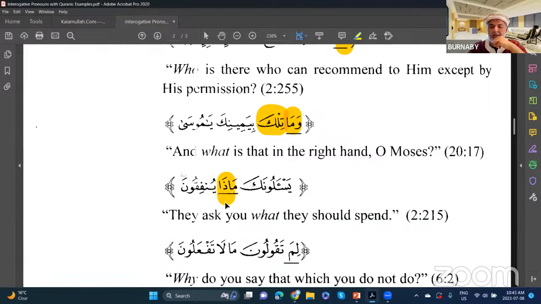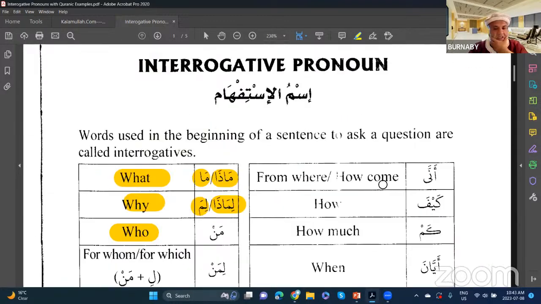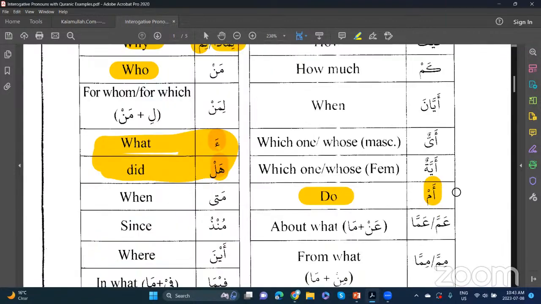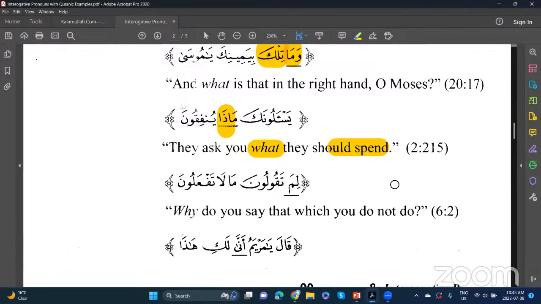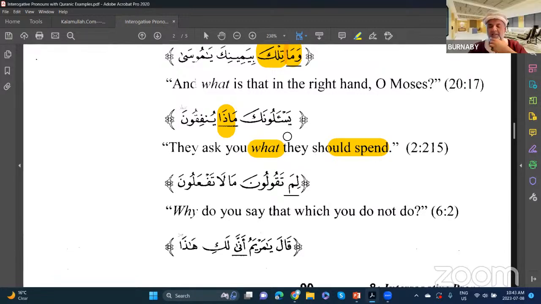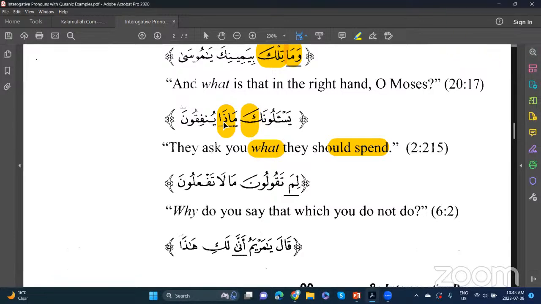Yas'alunaka maza yunfikun. Maza here, if you remember in this list, ma and maza means what? Right? So over here, they ask you what they should spend. Is that a question? Yes. Yas'alunaka, they ask. To who? To you. Ka is you. Maza yunfikun. They should spend.